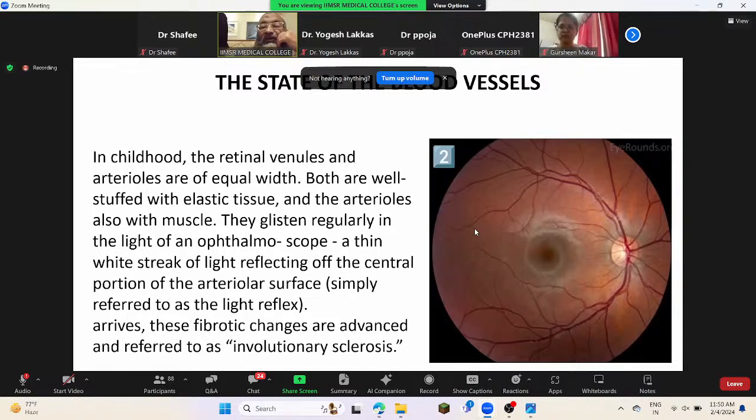Now, what you see on the right side is the fundus, the retina in childhood. The retinal venules and arterioles, as you see, are of equal width. Both are well stuffed with elastic tissue, and the arterioles also with muscle. They glisten regularly in the light of an ophthalmoscope, and a thin white streak of light reflecting off the central portion of the arterial surface is simply referred to as the light reflex.